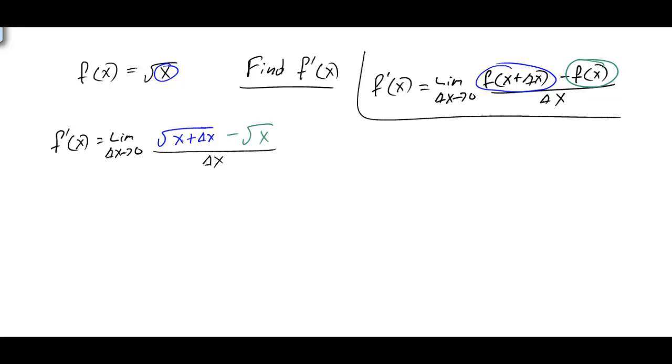Well, for this example, we're not able to simplify the numerator by combining like terms. So for this example, we're going to have to do something a little different, and this is where we're going to multiply by that conjugate. So we're going to multiply by the square root of x plus delta x plus the square root of x on the top and bottom.